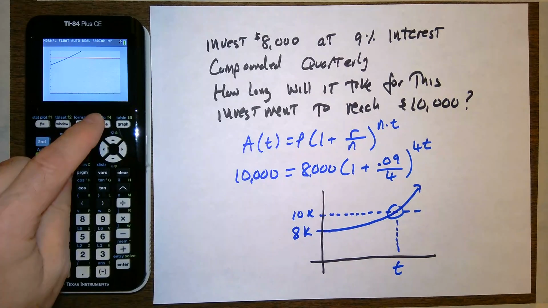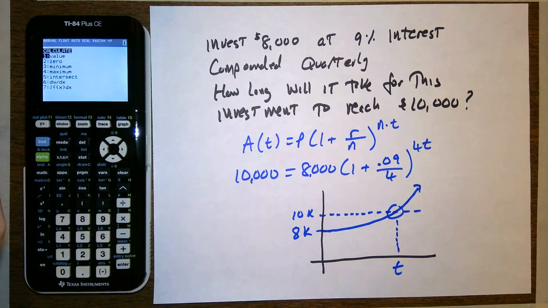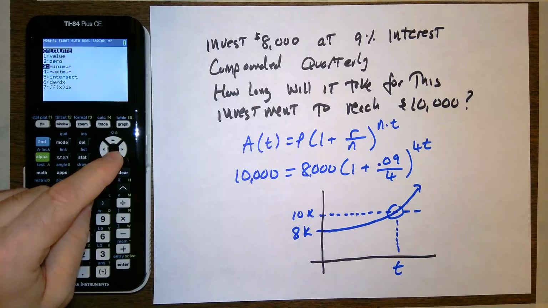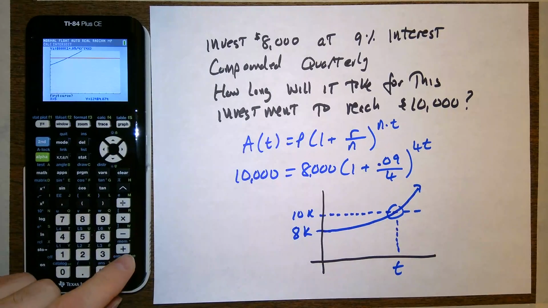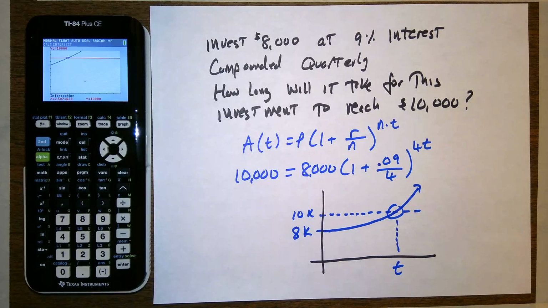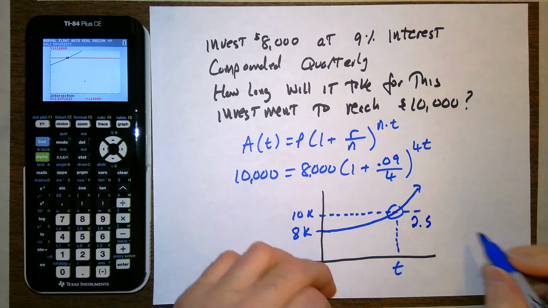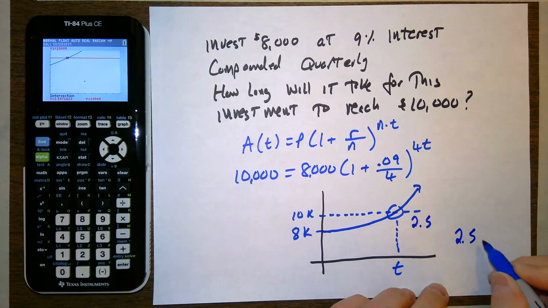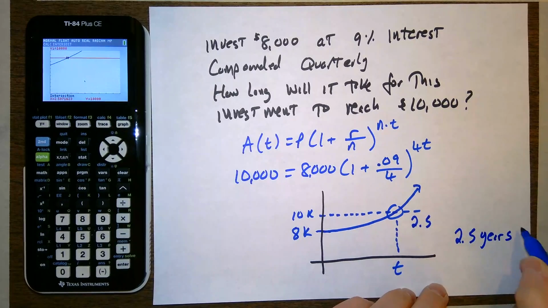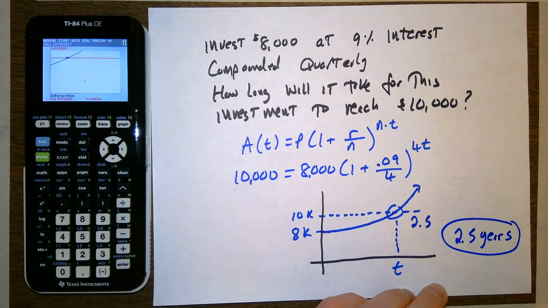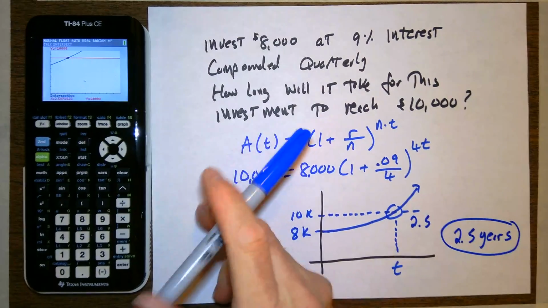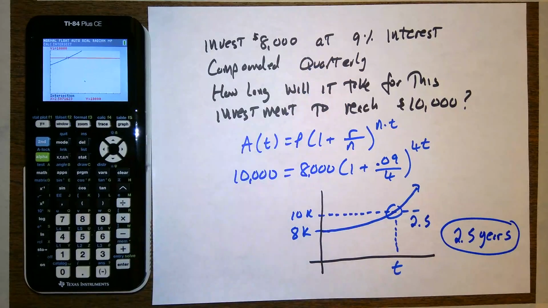So I'm going to go to second trace, Casio users, gsolve, intersect. I'm going to go down to intersect here, press the button, press it again. One more time. There it is. So the intersection is 2.5, which means about 2.5 years. It'll take about 2.5 years for that $8,000 to grow to $10,000 at 9% compounded quarterly.